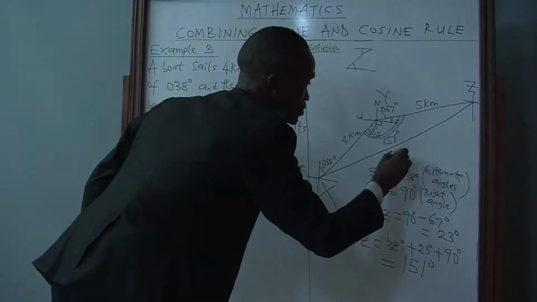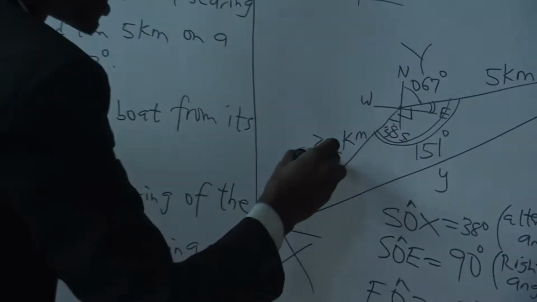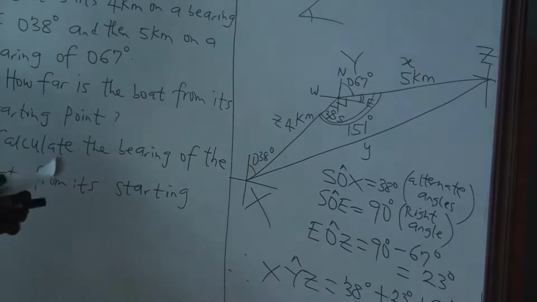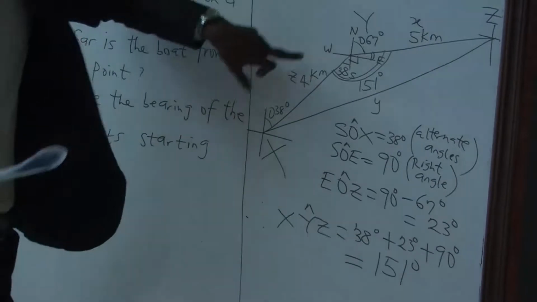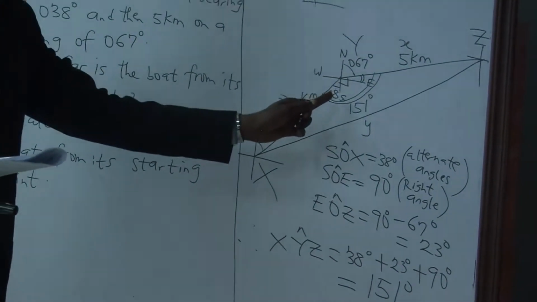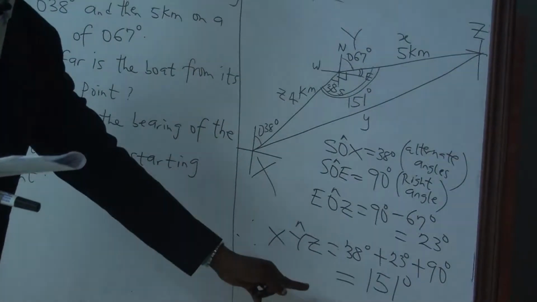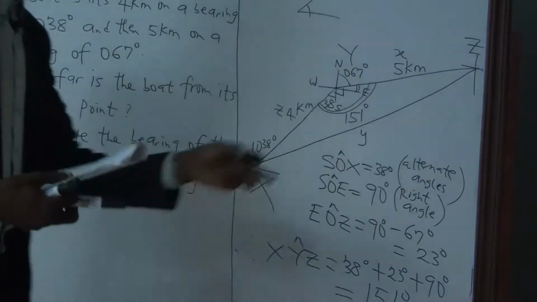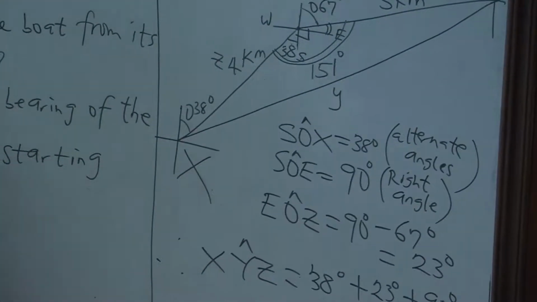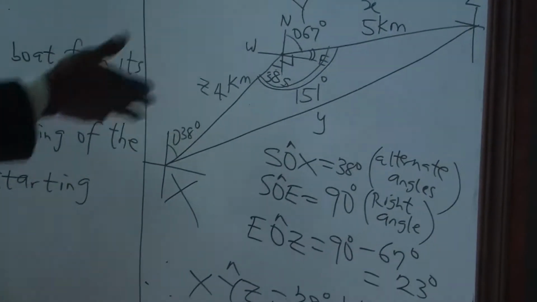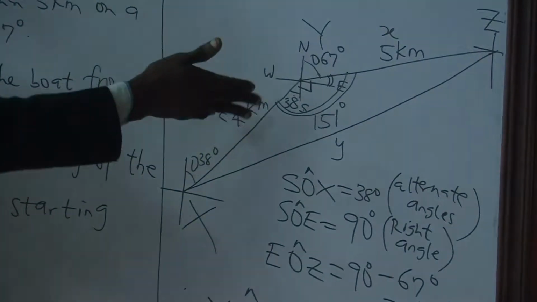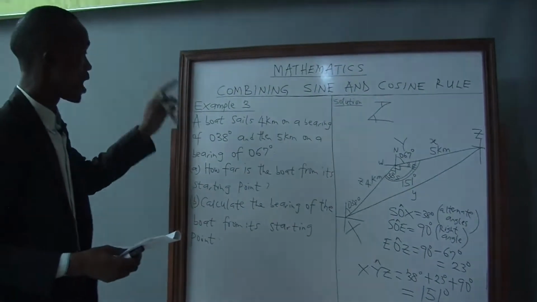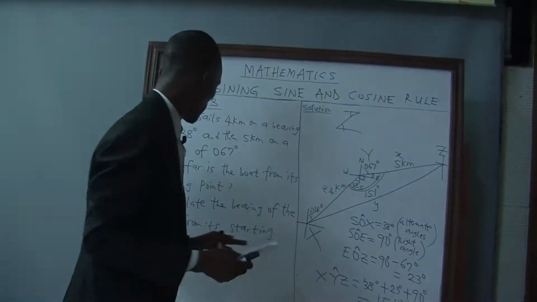So this side is small y, this side is small z, and this side is small x. If you look at the triangle we have from there, we have two sides and we are given the angle between them. That is the angle we've calculated here. The angle between them is 151 and we have these two sides. And when we have two sides and the angle between them, we make use of the cosine rule. So the cosine rule will be used to generate the distance, because the first question is asking us how far the boat is from its starting point.